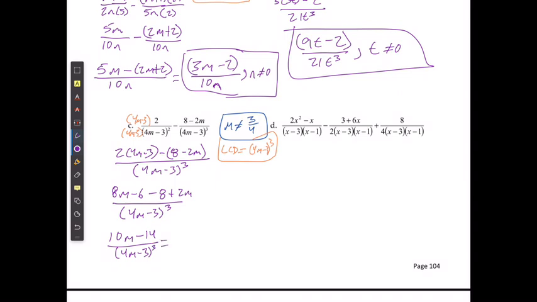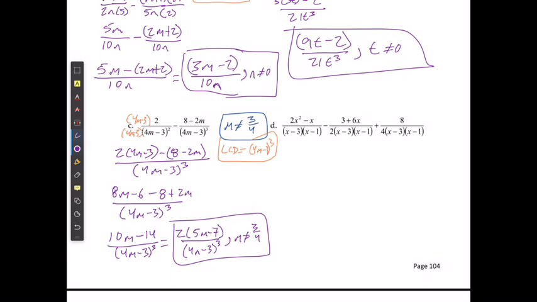And I can reduce this one to 2 and 5m minus 7. There's a factor form on the top over 4m minus 3 cubed. I can't simplify it any further. There is no common factor on the top and the bottom. And this is where m cannot equal 3 over 4. And there's my answer. Okay.